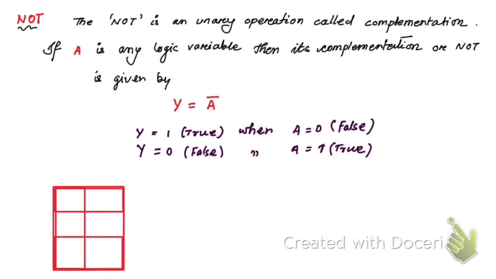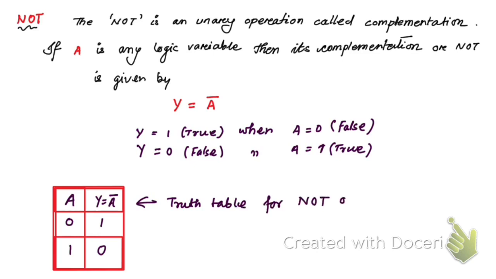Now let me write the truth table. Here we have only one variable and one output. Here you can see a naught. So when a is 0, the output is 1. When a is 1, the output is 0. So this is the truth table for the NOT gate, NOT operation.